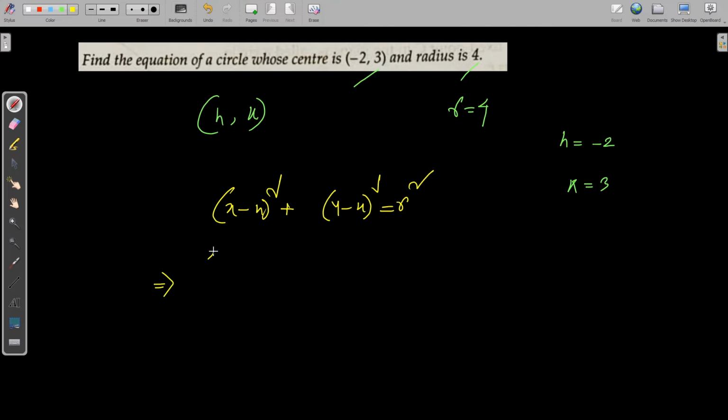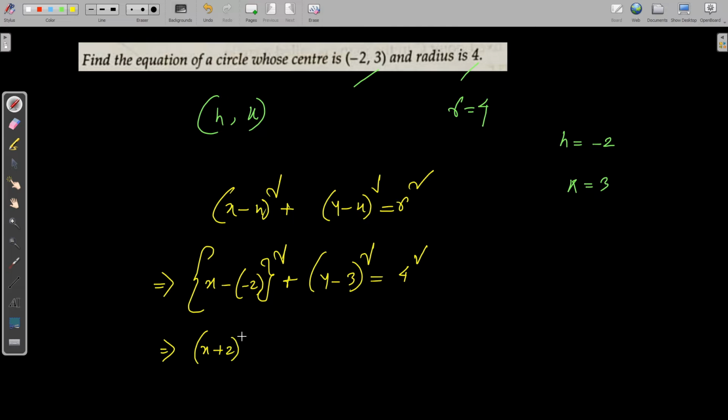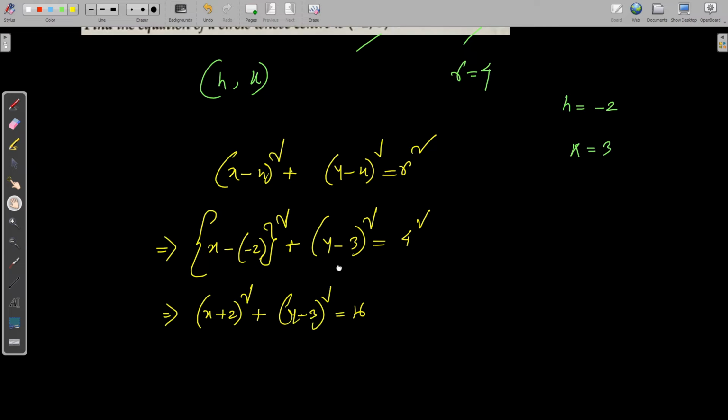So we will write it here. x minus h, h is minus 2, it will become (x plus 2) whole square. Here we will get (y minus k), the value of k is 3, whole square, r is 4, it will become 4 square. So if we simplify this, we will get (x plus 2) square plus (y minus 3) square equals 16.